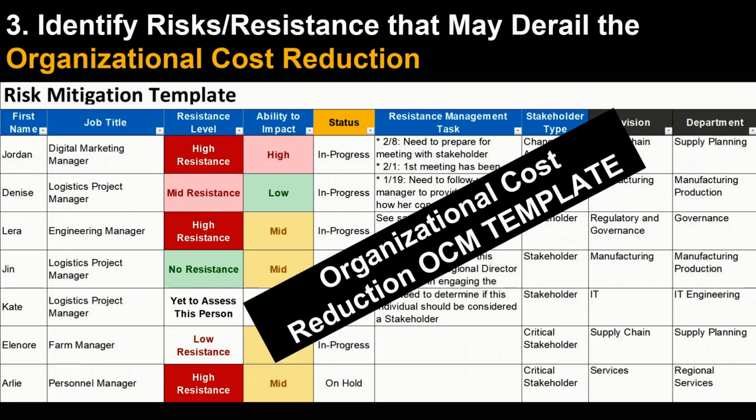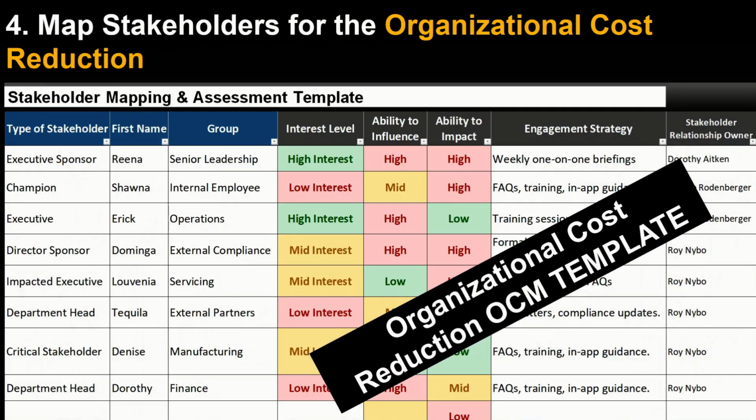You want to capture all of your information using this free risk mitigation template that I have on my screen. Document resistance at the individual level, but you can also document resistance at the group level. So rather than entering first name, job title, you can enter sales department, finance department, IT, right? You can go at the department level, not just at the individual level.